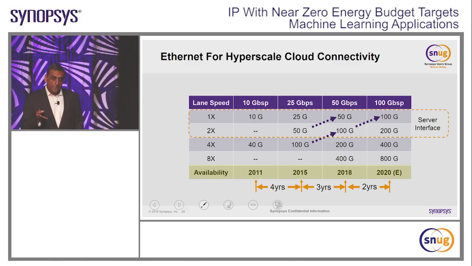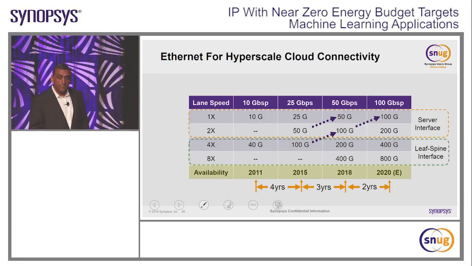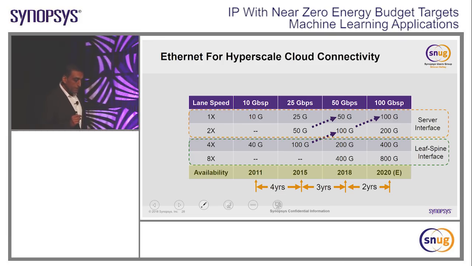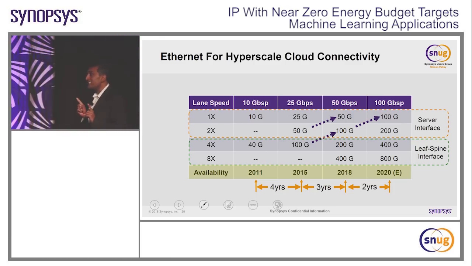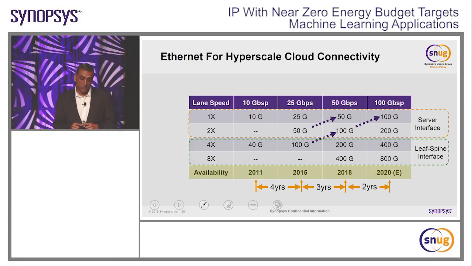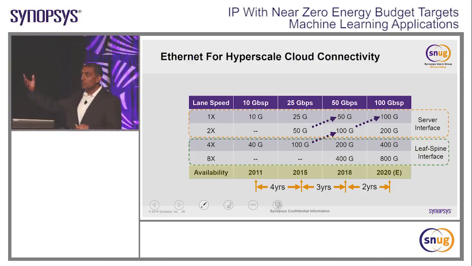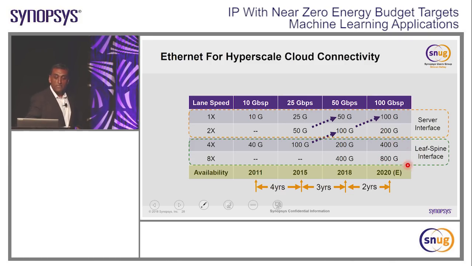So the first 2 are really implemented for the server interface. The second 2 are designed for your leaf-spine interface. This is kind of a technical way of describing the situation of the market. Another way to think about this is that in the past, people used to think about data centers and enterprise as one bucket. Today, data centers and enterprise are 2 distinct markets with their own interface and speed requirements. Data centers are really pushing the speed. So a data center, Google, Amazon, Facebook, for example, they're pushing this envelope. They want connectivity and speed in this arena.